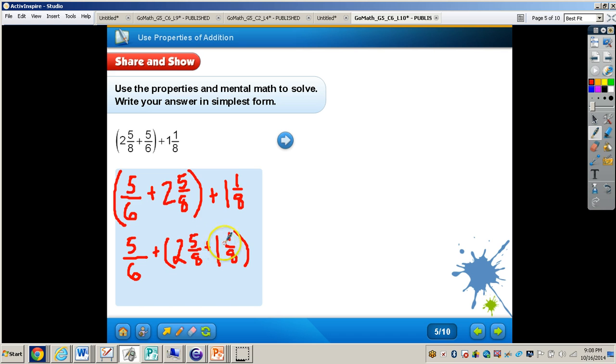Okay, so the first thing we'll do now is add 5/8 and 1/8. That's going to give me 6/8, which can be simplified to 3/4. And then I will add my whole numbers together, giving me 3 3/4. Now I'm going to add 5/6 to that 3/4.